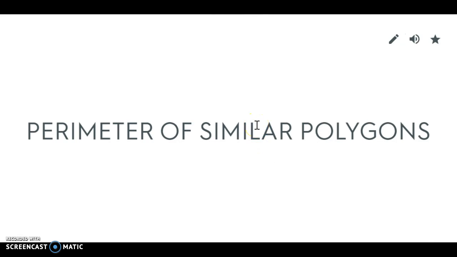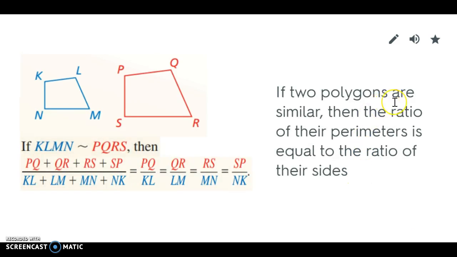Perimeter of similar polygons. Remember perimeters, you add up the outside. If 2 polygons are similar, then the ratio of the perimeters is equal to the ratio of the sides. So if I add them all up, it's the same ratio as the proportional sides. So for perimeter, you just have to remember that it's the same.